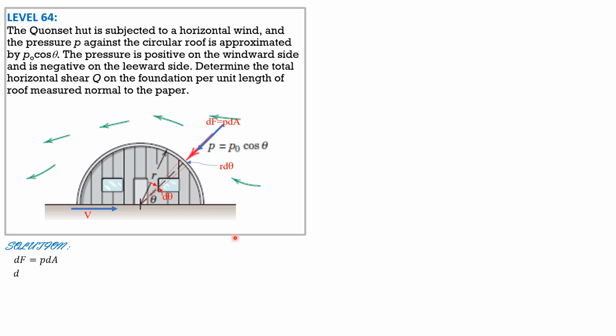So dF is P dA, dF is P0 cosine theta, dA is R d theta times 1 unit perpendicular to the board. So shear Q equals the component of the total force here, which is F cosine theta. And since differential force is P0 cosine theta times R d theta times 1, the constants here are P0 and R. Then F is the integral of cosine theta, P0 R, then the integral of cosine theta d theta.